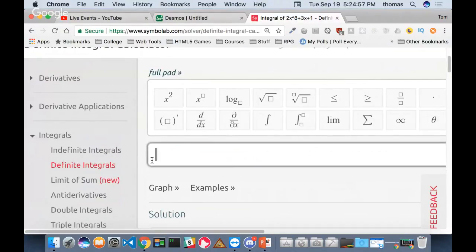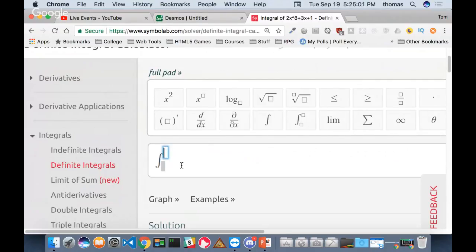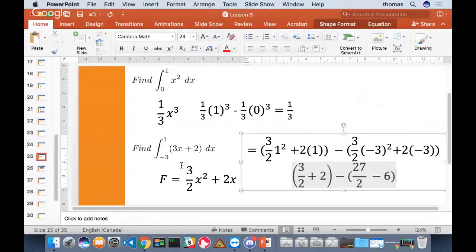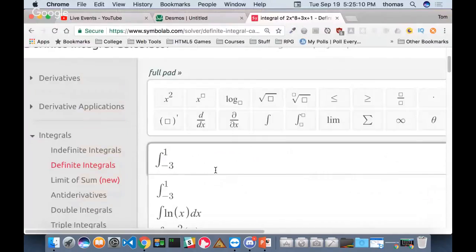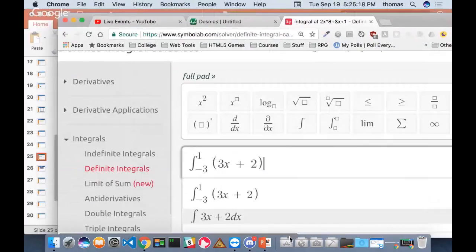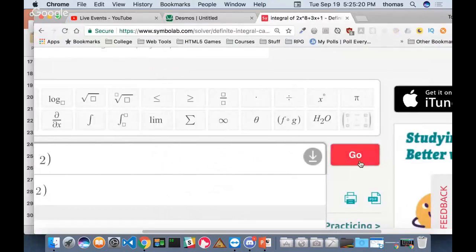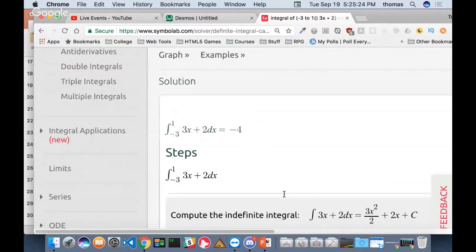Let's just kill this whole term. I want to find the definite integral between, you can see that it's 1. Oh, is it 1? Yeah, it's 1 and -3. That's how we write it. Of 3x plus 2. You can see that that's the definite integral. And then if I scroll over to the right, I'm just zoomed in here. I can go plus go. And it's going to show you all the same steps. Now, take a look at what it says.